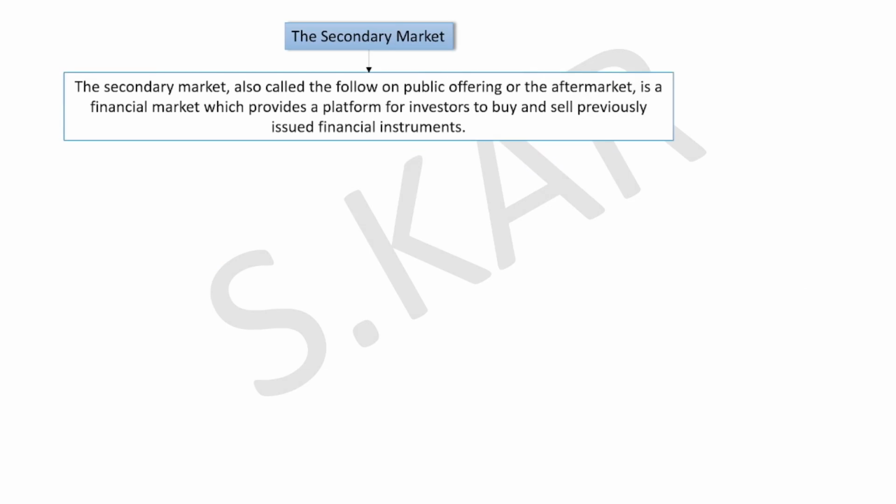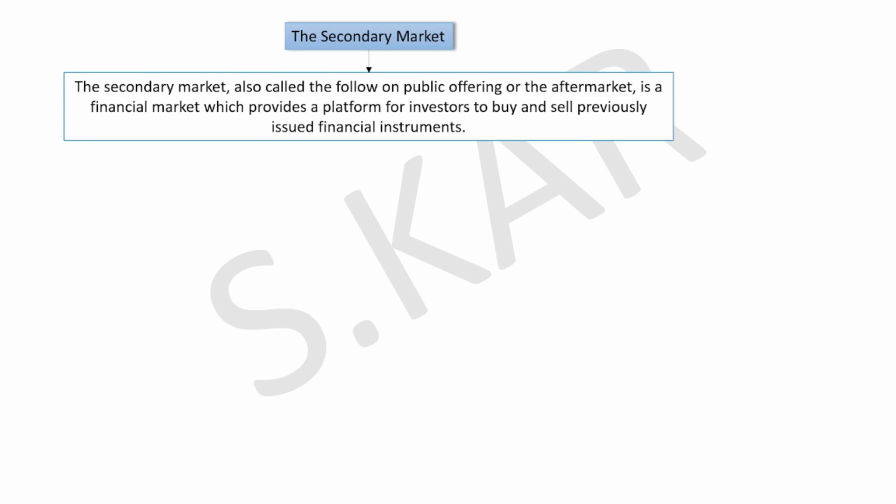So the secondary market, let's get into the definition. We have already known about the secondary market, but it's a duty to know about the boring definitions also. The secondary market is also called the follow-on public offering. In the primary market, it comes through an initial public offering, and in the secondary market, it is called the follow-on public offering, FPO, or the aftermarket. As the primary market was called the issue market, the secondary market is called the aftermarket.